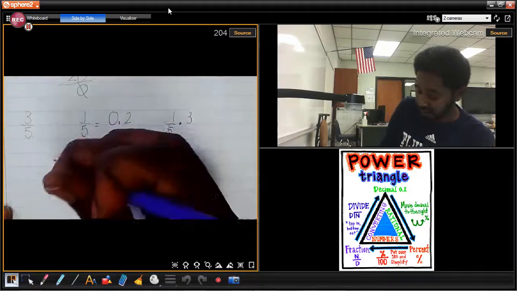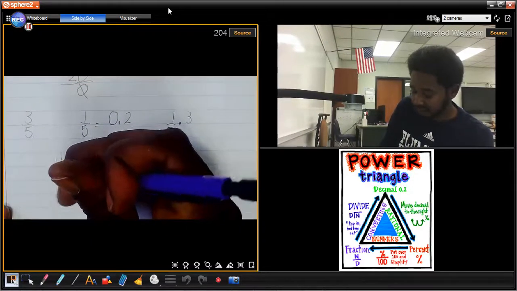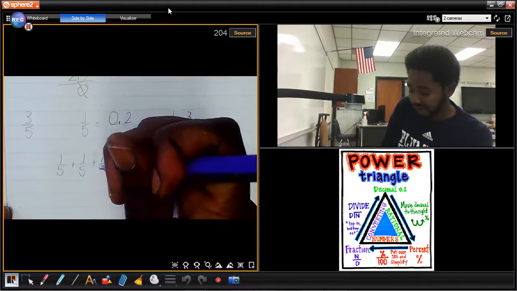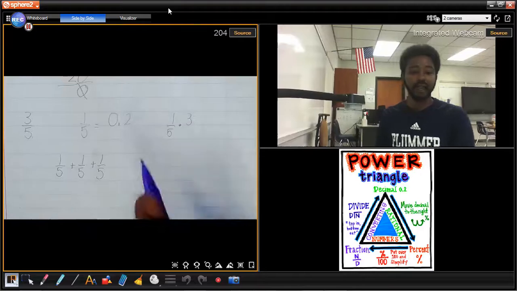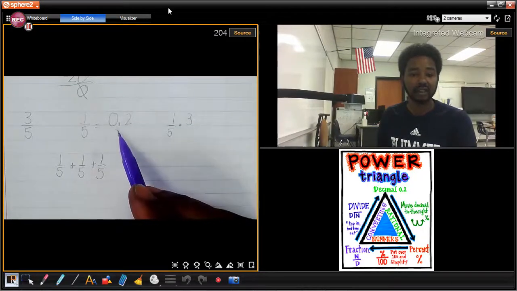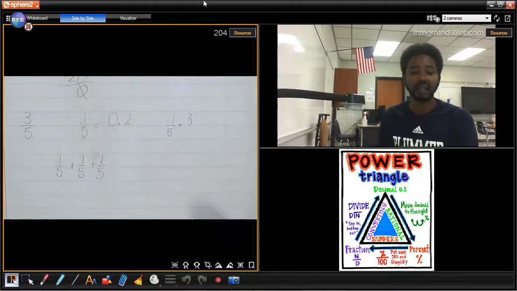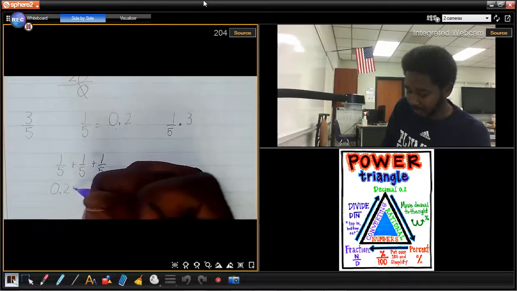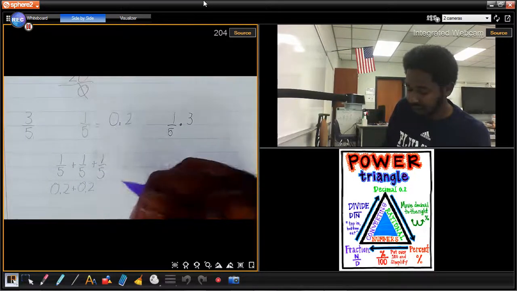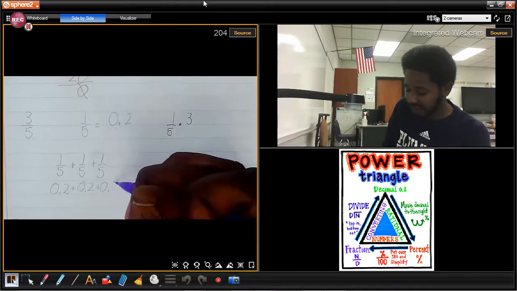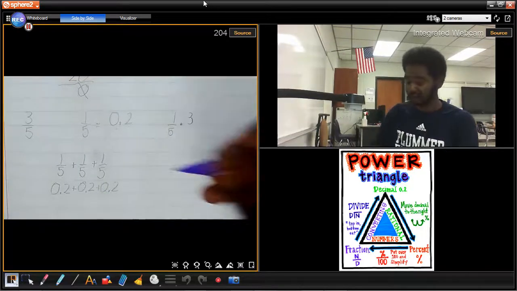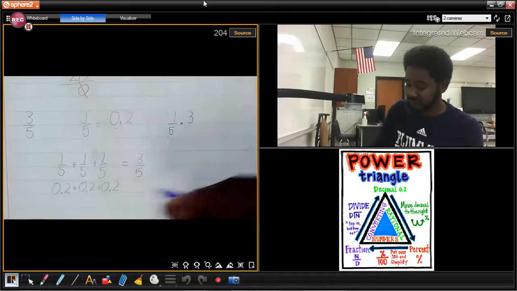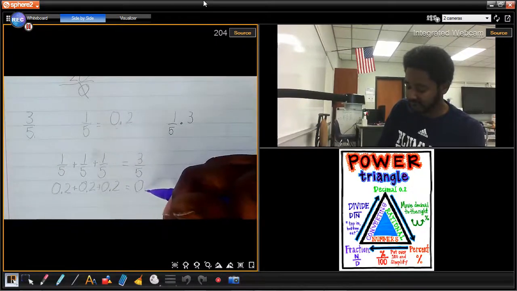That's just like saying 1/5 plus 1/5 plus 1/5. And if we know 1/5 is 0.2, then we would have 0.2 plus 0.2 plus 0.2. Of course, that would give us the fraction 3/5. That means the decimal would equal 0.6.